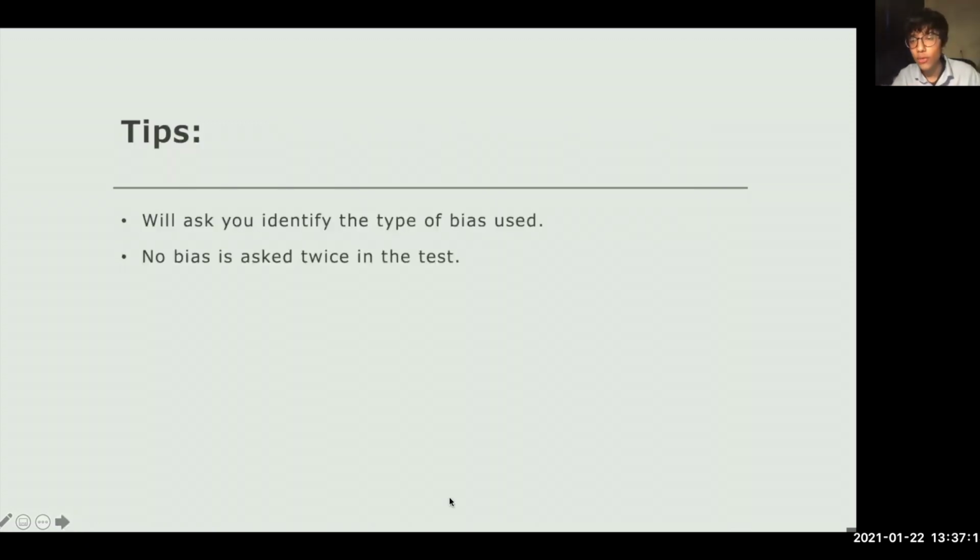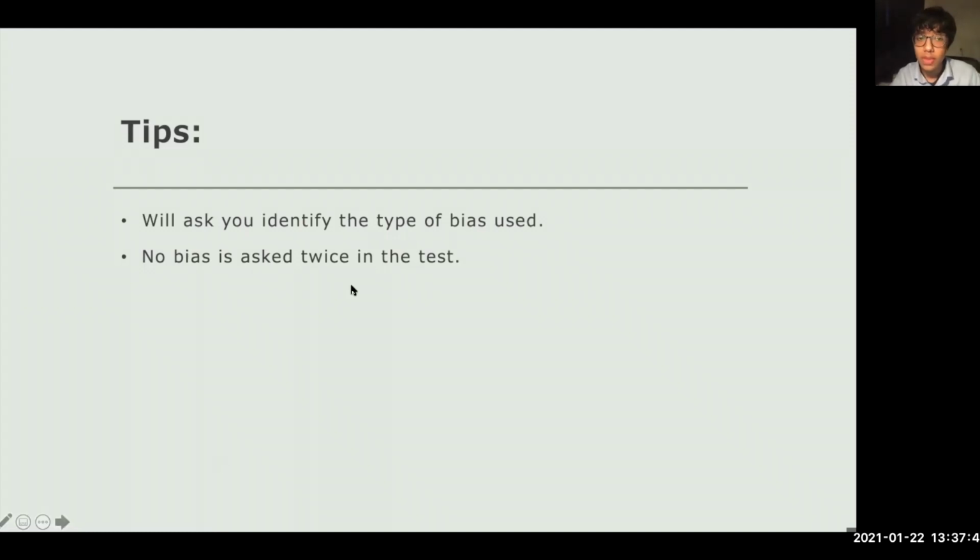Okay, so a few tips for all these biases. Firstly, the type of questions that will come in the test: you'll have to identify the type of bias that's used and define it. For example, the question might say, identify the type of bias in the statement and explain why this bias is used. So you might need to know the definition, not exactly word for word, but you need to know how to explain that bias when they ask you to explain it.